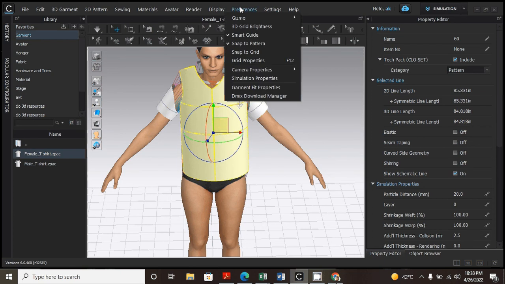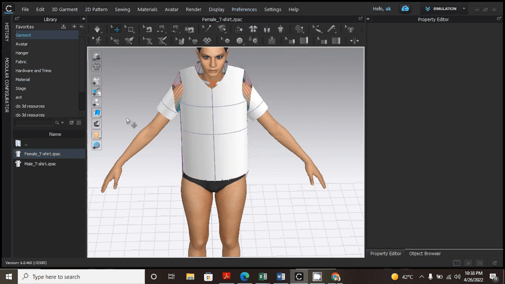In the preferences you can also see there are three types of gizmo: screen coordinate, local coordinate, and world coordinate. Screen coordinate, in a sense, coordinates to the screen. Local coordinate is mainly based on the object that you are selecting. And world coordinate is related to your 3D space coordinate, the 3D space that you are using. So this is about your Gizmo tool.